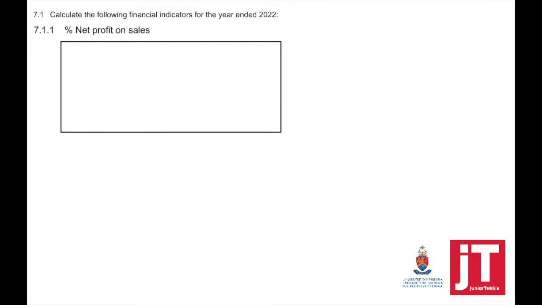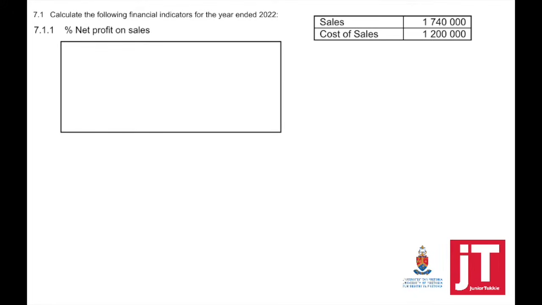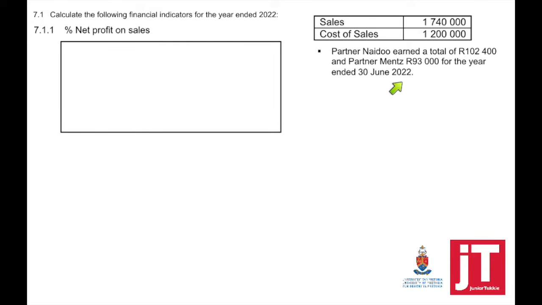Starting with question 7.1. Calculate the following indicators for the year ended 2022. So first we need to calculate the percentage net profit on sales. To calculate the percentage net profit on sales, we need the sales figure, which was given to us in the Statement of Comprehensive Income. But now we need to find out what is the net profit. So if we look at the additional information, partner Naidu earned a total of 102,400 and partner Mens 93,000 for the year ended 30 June 2022.